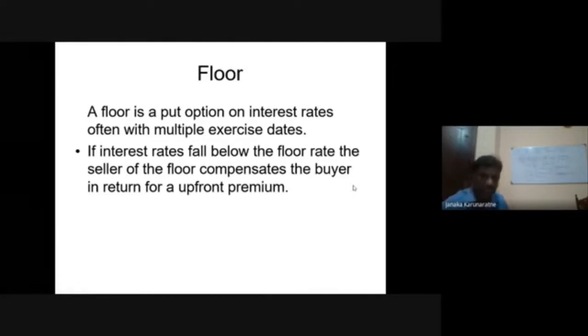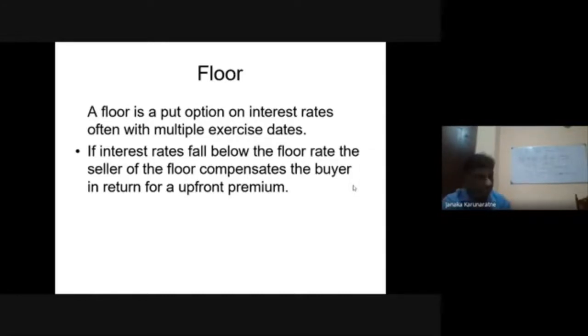So what is a floor? A floor is a put option on interest rate, often with multiple exercise dates. If the interest rate falls below the floor rate, the seller of the floor compensates the buyer in return for an upfront premium.